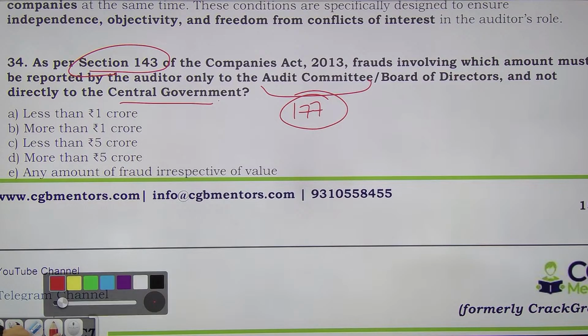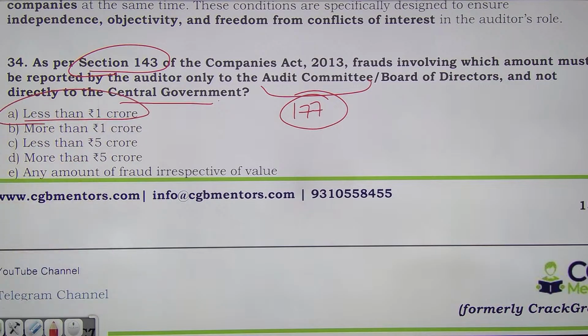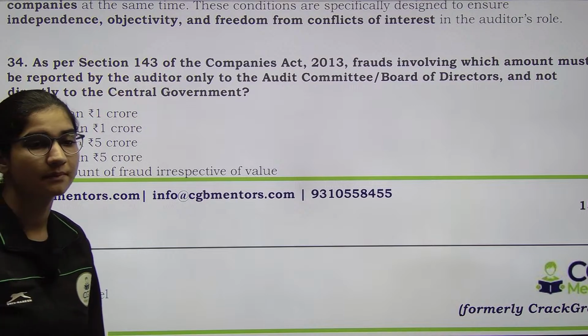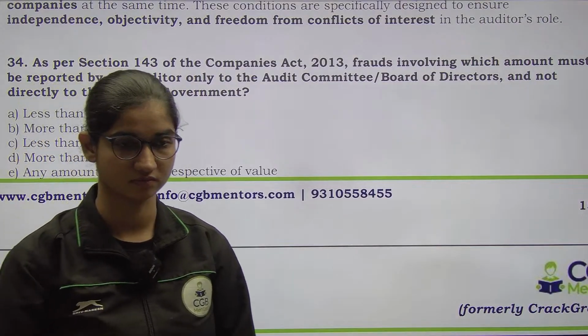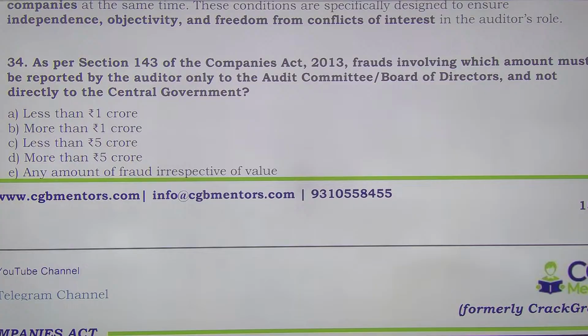Okay, so the answer here is less than 1 crore. So if there is any fraud that is less than 1 crore, then that can only be informed to the audit committee and BOD. But if there is any fraud of 1 crore or more, then the auditor has to inform the central government directly. That was the provision of section number 143.